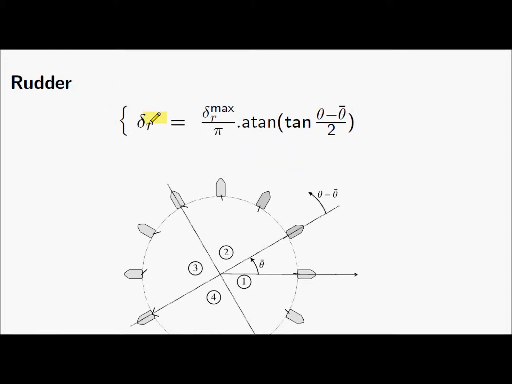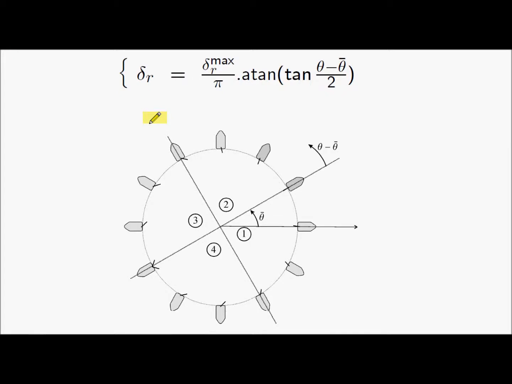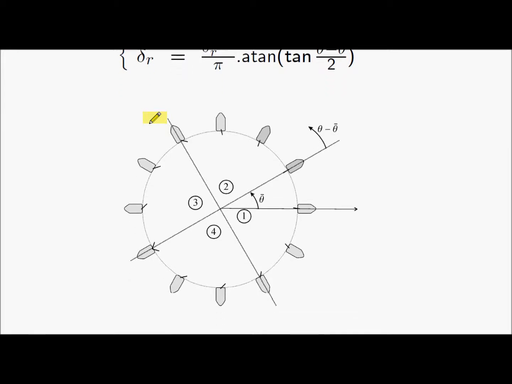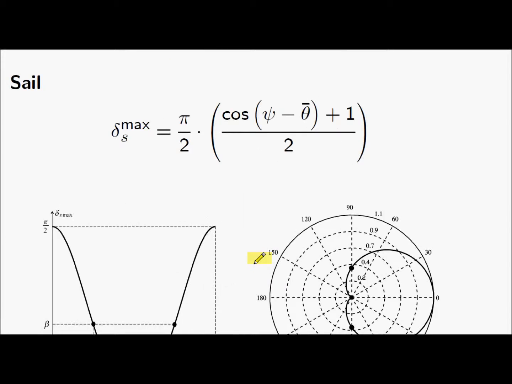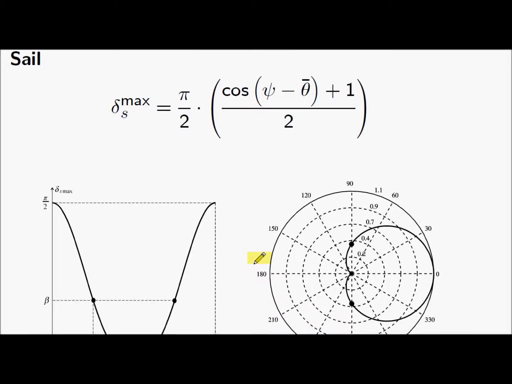Here, it corresponds to the direction of theta bar. If I am going in this direction, then the rudder will not be influenced. If I am far from this direction, then the rudder will be at its maximum. What about the tuning of the sail? The tuning of the sail is given by this equation, which corresponds to the cardioid model.